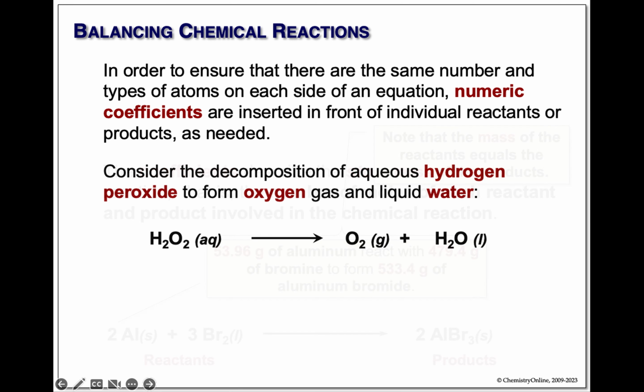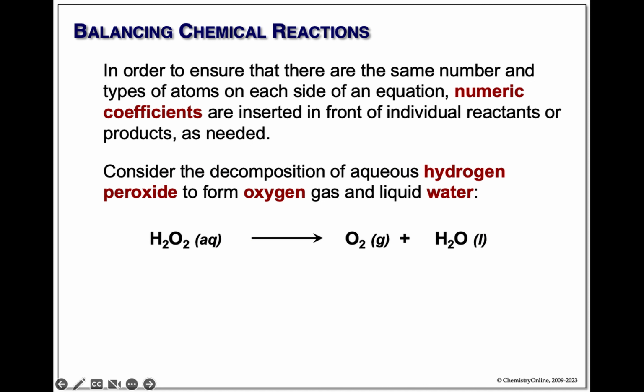Consider hydrogen peroxide, aqueous solution will decompose to give oxygen gas and water. Now, if we look at this equation, right away we can tell it's not balanced. We have two hydrogens and two hydrogens, that's good. But we have two oxygens here, and we have 1, 2, 3 on this side.